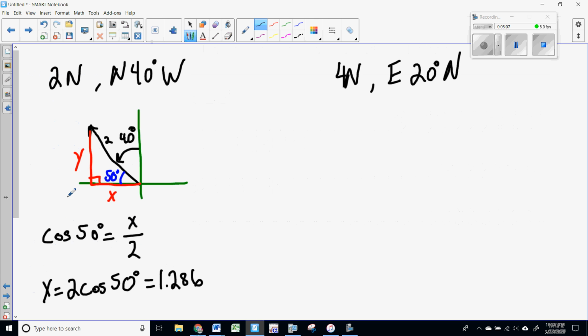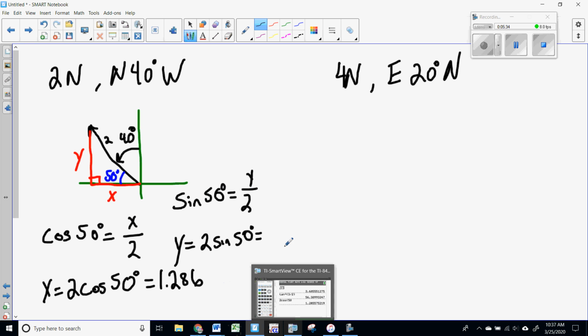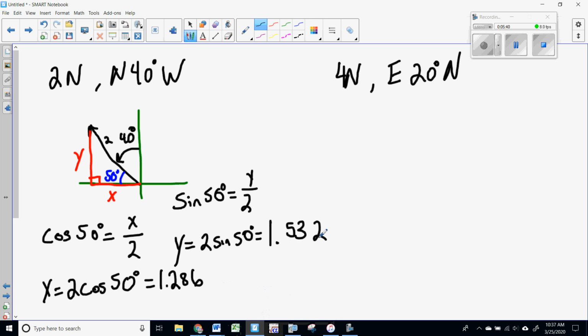Now, as I do all of these other problems, you will see we can do the same thing to find the y. It would be sine of 50 is y over 2, which ends up with just y equals 2 sine of 50, which if I put 2 sine of 50 into our calculator, I get 1.532. Now, once I've done that, you notice I am in the second quadrant over here. So my x should be negative, my y should be positive.